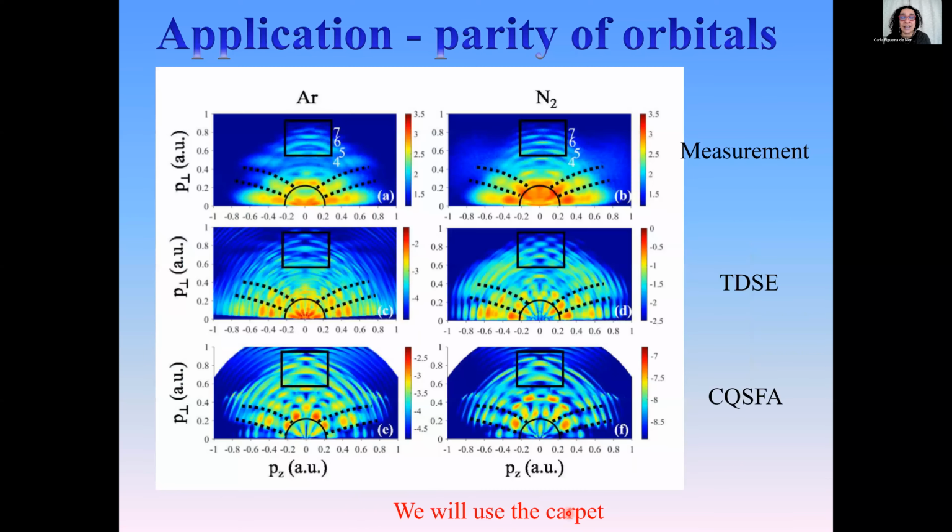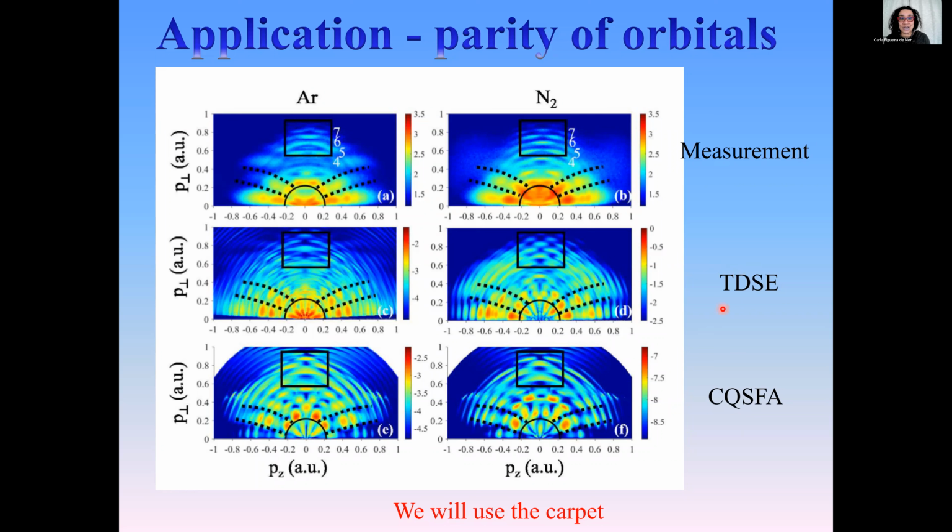Okay. So this is what they measured in Frankfurt. We took argon and N2 because N2 has 3σg as a HOMO, and argon has 3p, and they have more or less the same ionization potential. So we are sure that in this case, you had an even orbital situation. Here you had an odd one. This is the measurement that was made experimentally. You can see you have this carpet. Here you can also see very clearly.